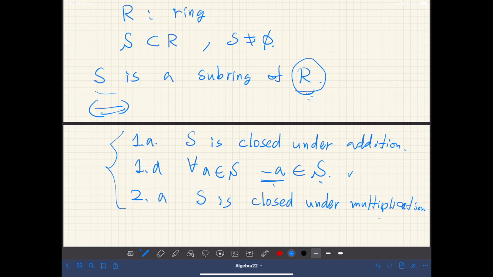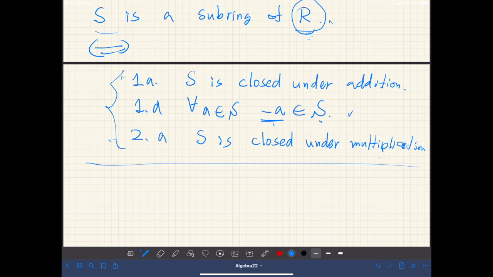So if these three conditions are met, then S is a subring of R. And if S is a subring of R, then these three conditions are met. So this is an if and only if relation. Now, let's prove this theorem. In order to prove an if and only if type of theorem, we need to prove both directions. First, proving the only if part. If S is a subring of R, then these three conditions are met.